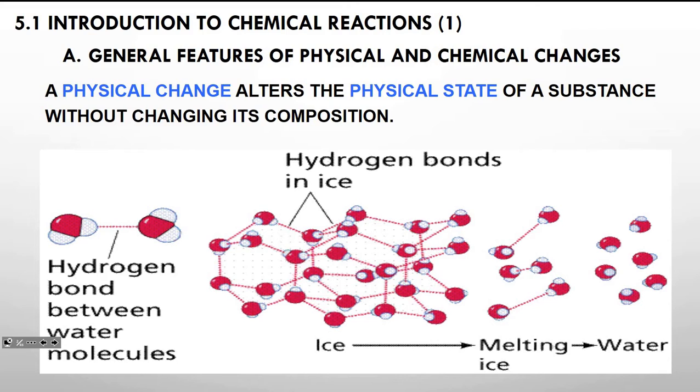Okay, a physical change alters the physical state of a substance without changing its composition. So an easy way to think of it is ice. Ice, as it melts, becomes water, which lets the water molecules move around a little better. And then if we heat it even more, it becomes steam. It's still water. I still can condense it down. I can still freeze it. It's still water. Okay?